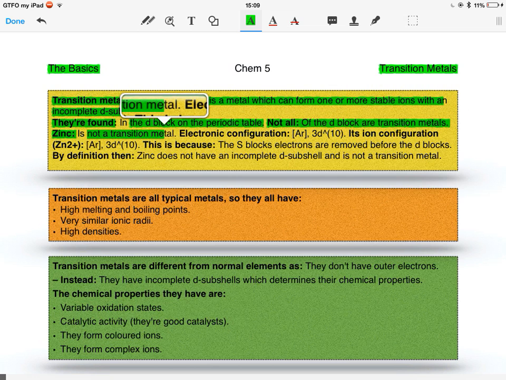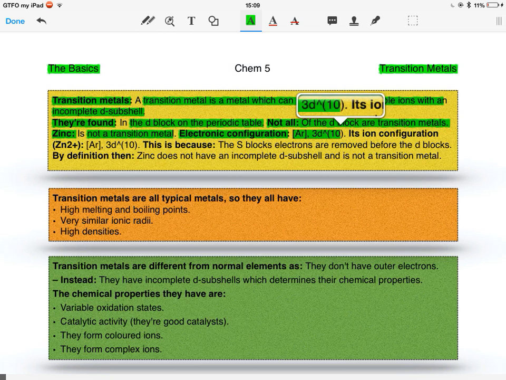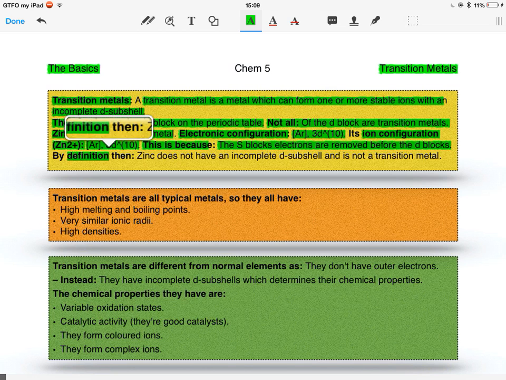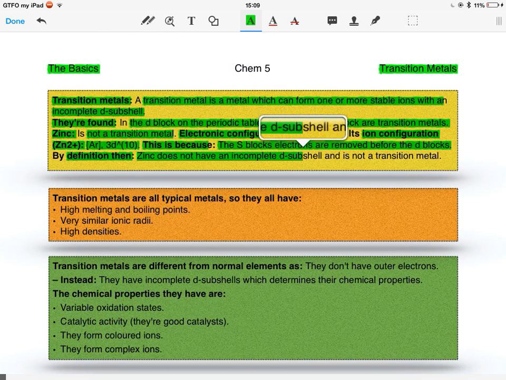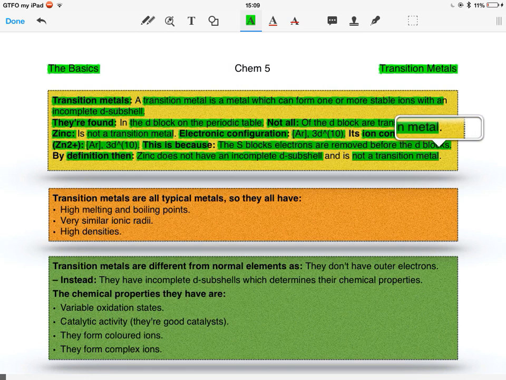Zinc's not a transition metal, and we can tell this because its electronic configuration for the element is argon 3d10. Its electronic configuration for the ion, which is zinc 2+, is also argon 3d10, and the reason it is argon 3d10 is because the s block's electrons are removed before the d block's. So in theory, zinc 2+ would be 3d8 4s2. However, instead of there being the 4s2, them two electrons go into the d subshell, and you should remember this from Unit 1. By definition then, zinc does not have an incomplete d subshell, therefore it cannot be a transition metal.